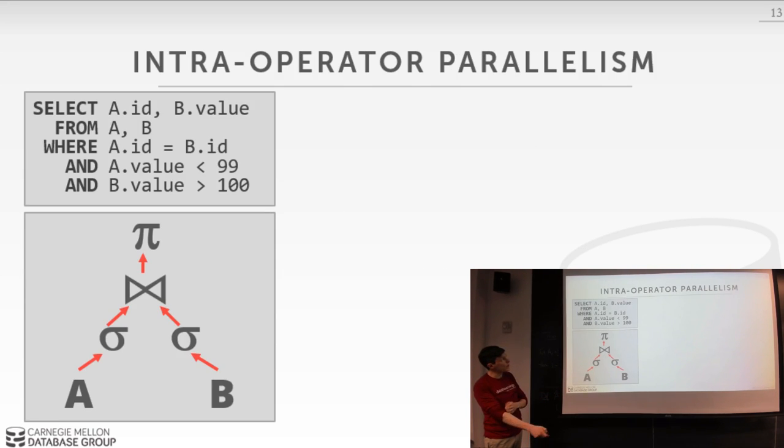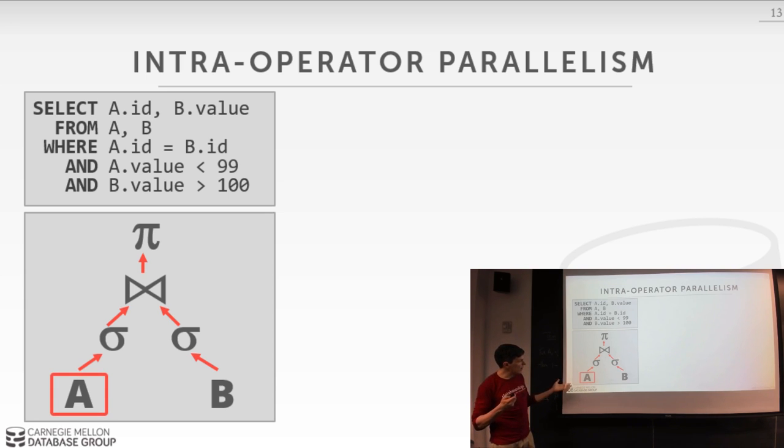In the case of intra-operator parallelism, the idea is that we're going to run multiple instances of the same operator at the same time. Let's say we have a really simple query: we want to join A and B on A.ID, but then we have two small filters on A.value and B.value.